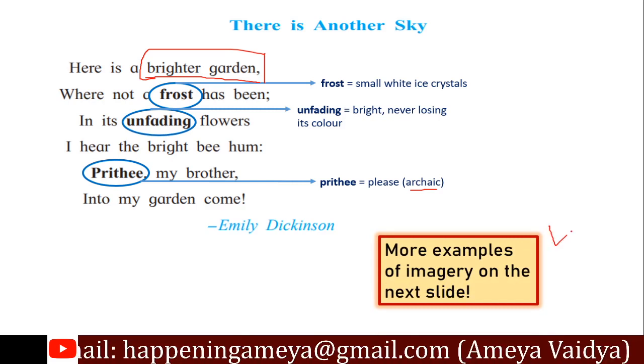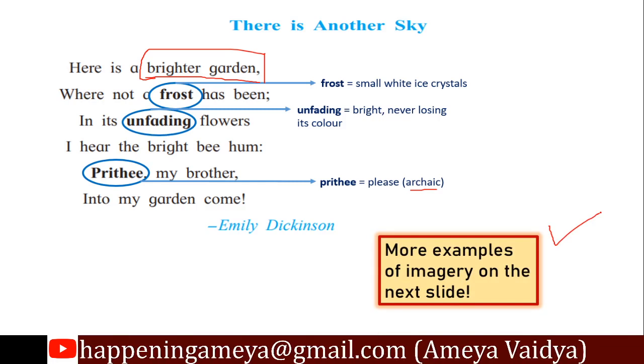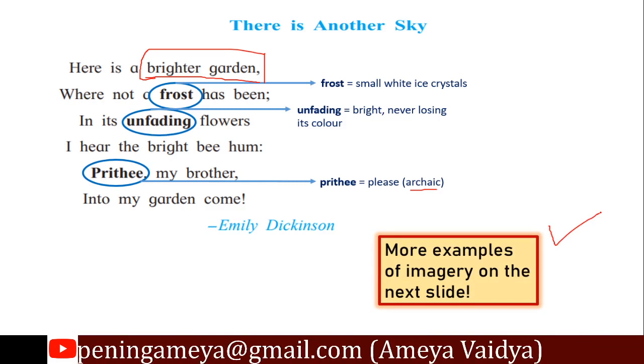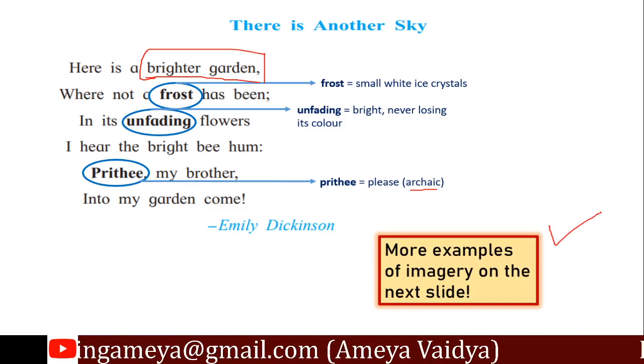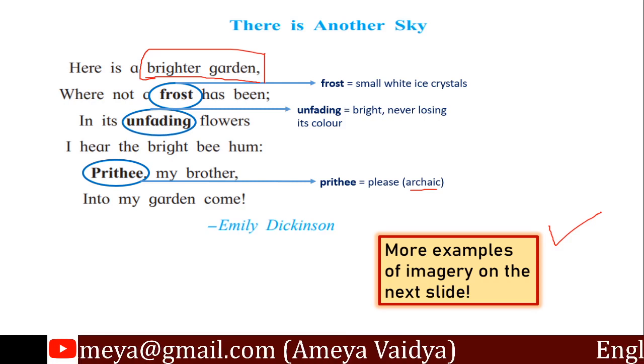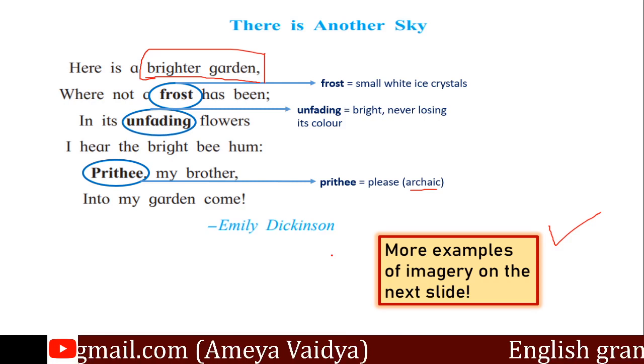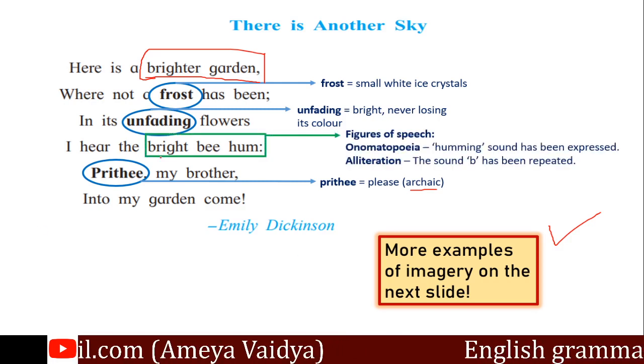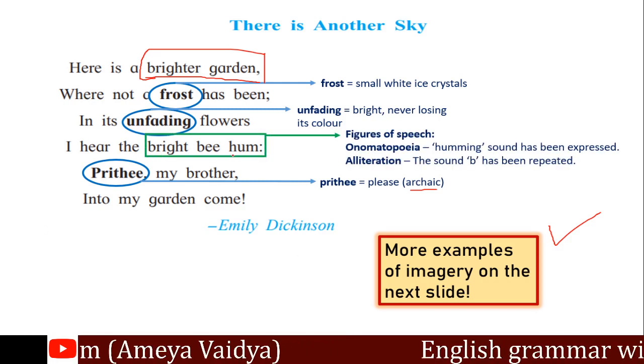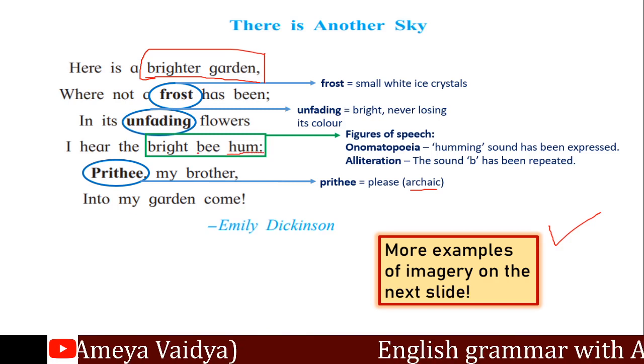I've told you that in the poem we saw a couple of examples of imagery, but there are more, and we have dedicated an entire slide for that. So when we go to the next slide, we will see all the other examples of imagery. What do we have here for the figures of speech? "Bright bee hum." This is the humming sound of the bees.